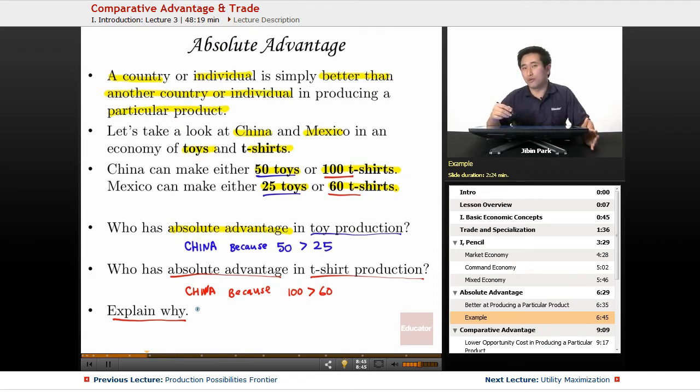But the problem is the world doesn't work in a vacuum. We're dealing with opportunity cost. The concept of opportunity cost is still going to be present pretty much in all these lectures. When you choose to do something, you're giving up production of something else. That's really the idea. So absolute advantage, it is good to know who has absolute advantage, who's better, but it doesn't really give you a whole lot of practical value.